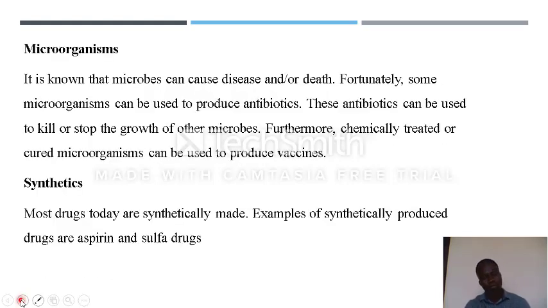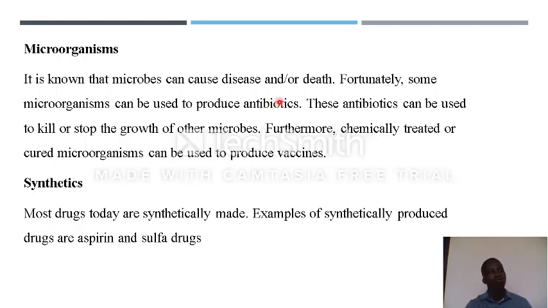Microorganisms are something people usually think are harmful to the individual, and because of that we should stay away from them by doing regular hand washing and a whole lot of preventive methods. But on the other side, microorganisms serve as a source of drugs. You can use some microorganisms to kill other microorganisms.